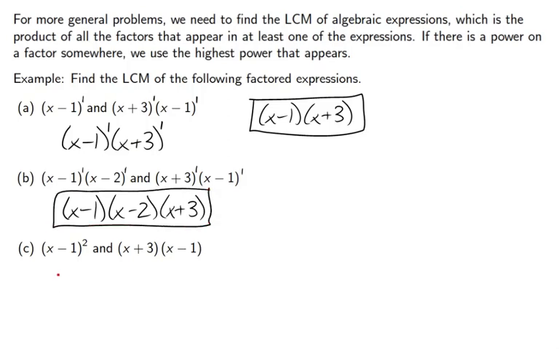Next example. X minus 1 again appears. And this time there is a power. I've got a choice between 1 and 2. Remember, anytime a power appears, pick the highest power. And then x plus 3 shows up, and that's raised to the 1 power, which I won't write. So this is how we calculate an LCM in this particular case.